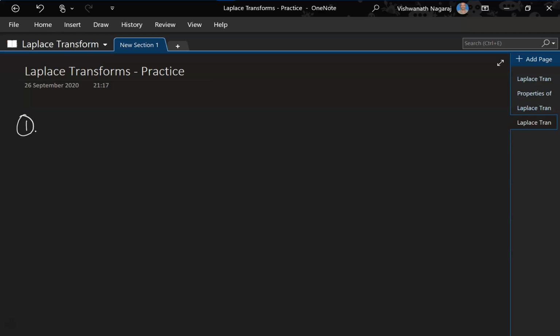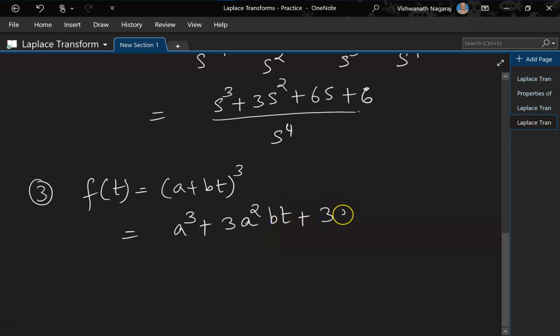Okay, let's look at the next one. Now the next function is f of t equal to a plus bt the whole cubed. Again, first expand it. a cube plus 3a square bt plus 3ab square t square plus b cube t cube. So the Laplace transform of f of t would be a cube, we take it out, Laplace transform of 1 plus 3a square b Laplace transform of t plus 3ab square Laplace transform of t square plus b cube Laplace transform of t cube.